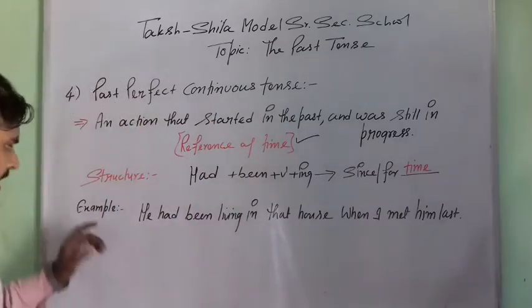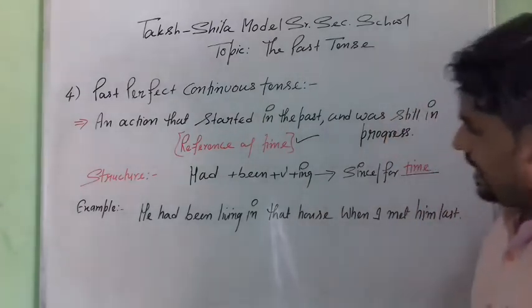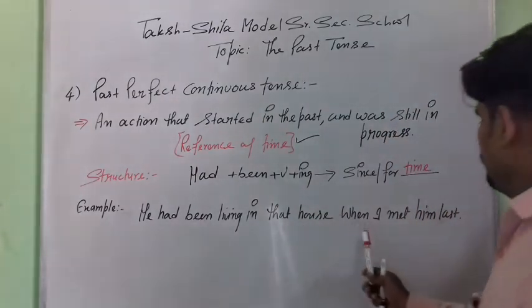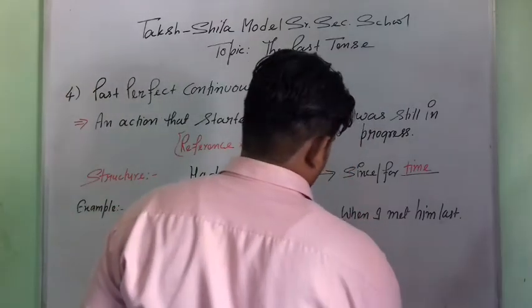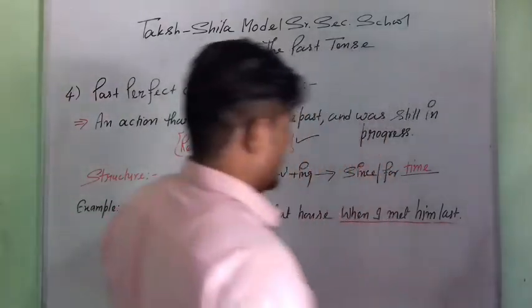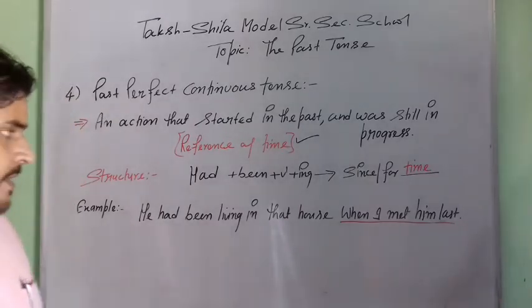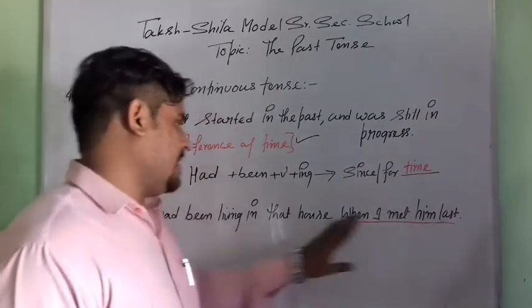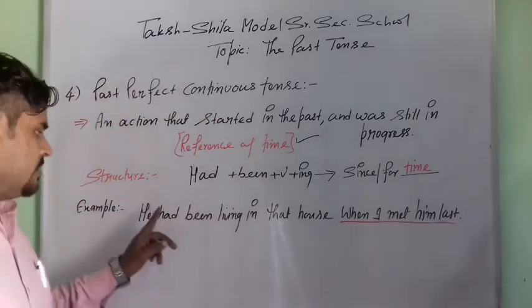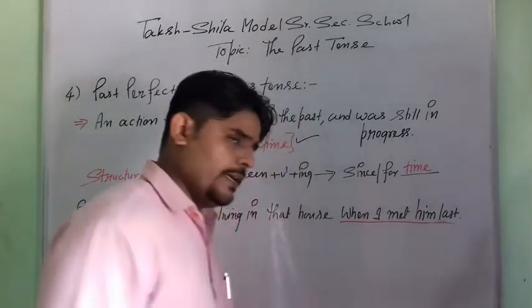So here we have one example given. The example says he had been living in that house when I met him last. So this when I met him last actually tells about the tense, means gives the reference to past time, right? It gives past reference. So ये past reference दे रहा है और ये हमें पता है कि action कभी शुरू हुआ था. Okay, there is one thing missing, right?